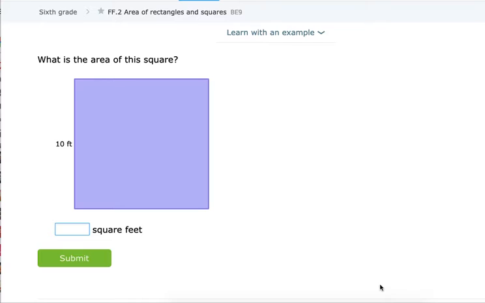FF.2 Area of Rectangles and Squares. On this one you'll be finding the area of a rectangle or square, or else you will be given the area and then one side and be finding the missing side length. So let's take a look at an example first here.